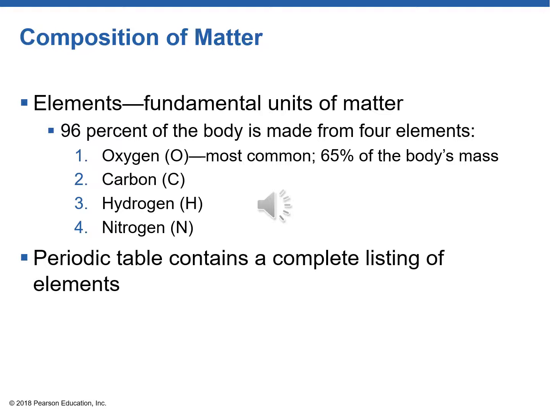We know that matter is made up of tiny things called elements. There are numerous types of elements that are listed on the periodic table, but the most common elements in our body are oxygen, carbon, hydrogen, and nitrogen. In fact, they make up 96% of our bodies.